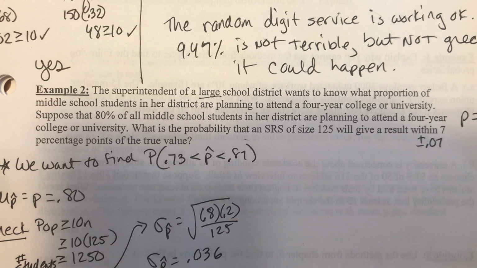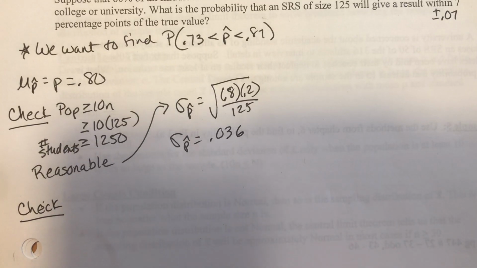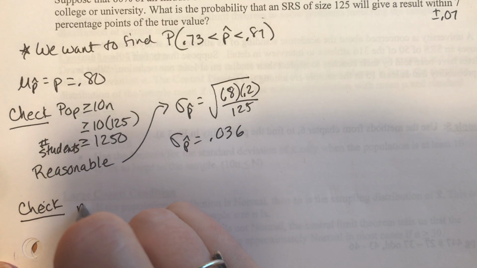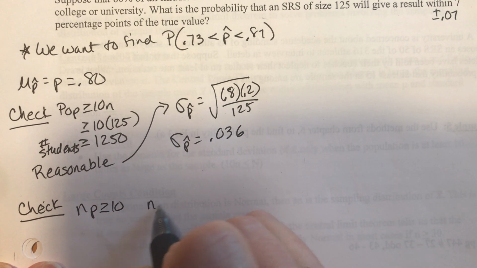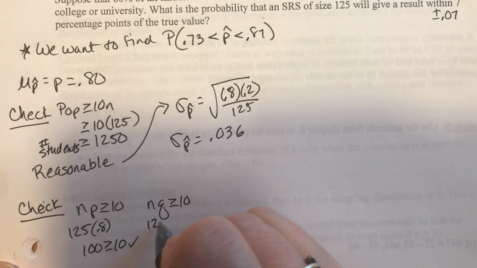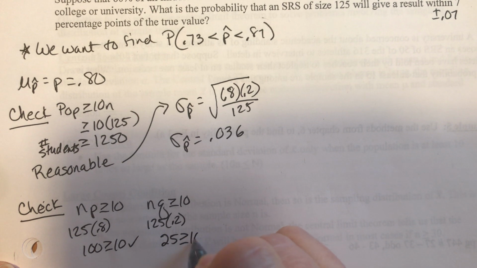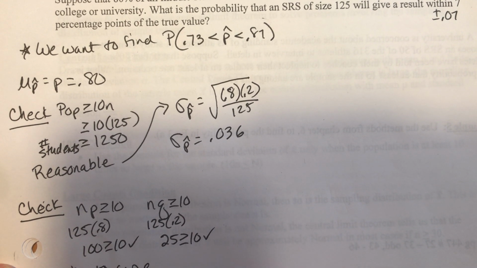So we get 0.036. All right, we also need to check for the normal curve. We need to check, is N times P at least 10, and is N times Q at least 10. All right, so we are going to have 125 times 0.8 is 100. And then we're going to have 125 times 0.2, which gives us 25. Both of these pass, which means it's okay to use the normal approximation or the normal curve.